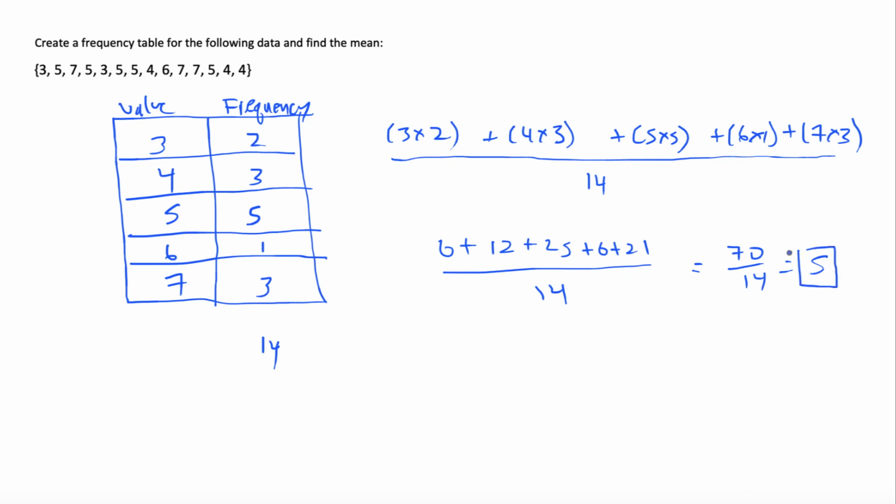This is the average. So what does that mean? It means the average of these 14 data values is equal to 5.